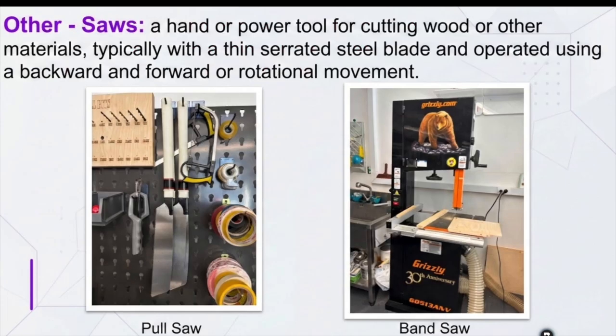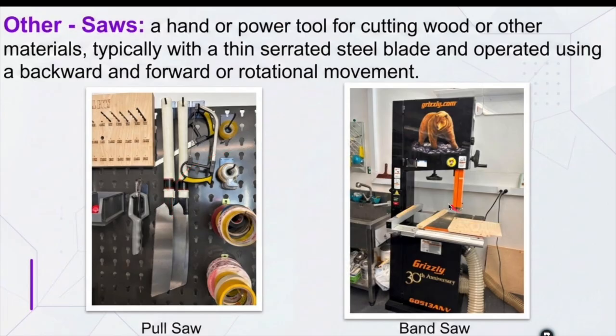Some other subtractive manufacturing techniques could be sawing. So this could be a hand or a power tool for cutting wood or other materials, typically with a thin serrated steel blade and operated using a backward and forward or rotational motion. So for instance, this is a pull saw. So this is a hand saw that you would operate just by your own muscle power.